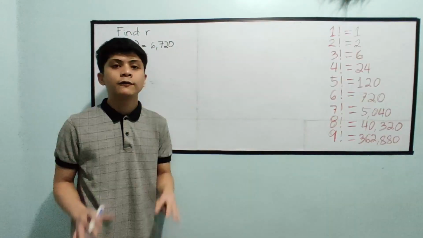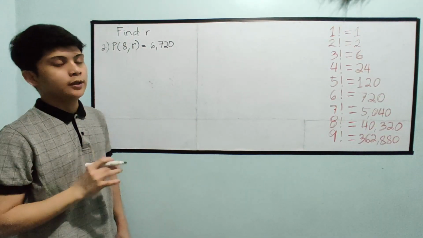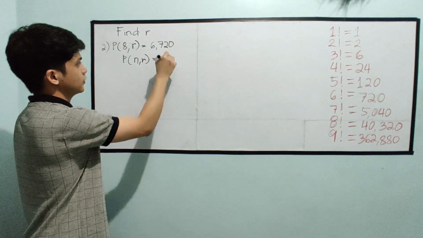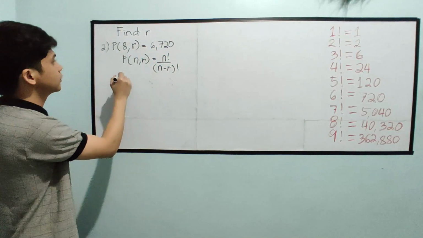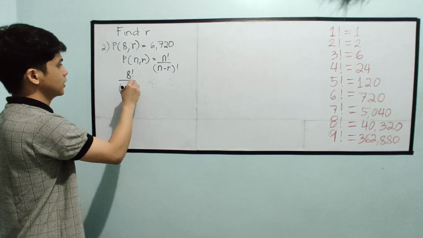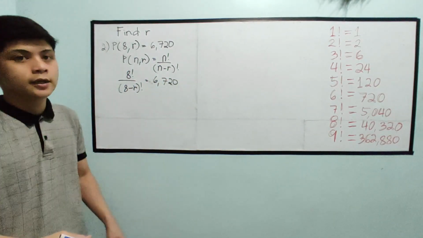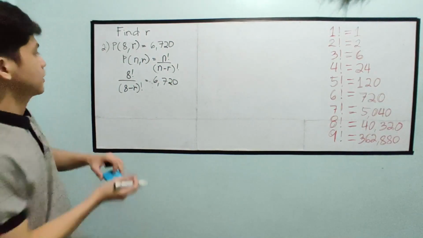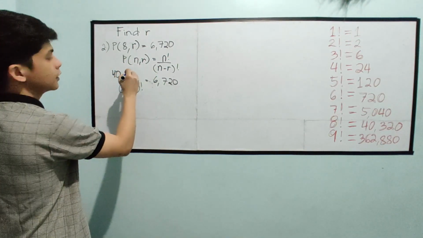Okay, yun na yun. And for number 2, permutation of 8 taken R is equal to 6,720. So, again, yung formula ng permutation is n factorial over n minus r factorial. So, again, substitute lang natin yung value. So, n natin is 8. 8 factorial over 8 minus r is equal to 6,720. Then, yung 8 factorial, substitute natin dito. So, palitan natin ulit. 8 factorial is equal to 40,320.